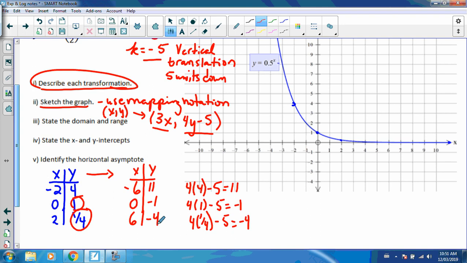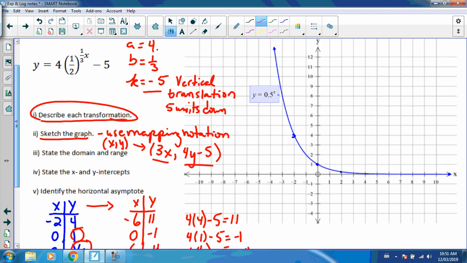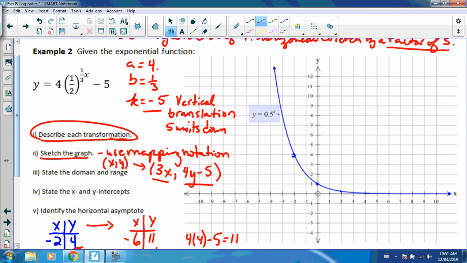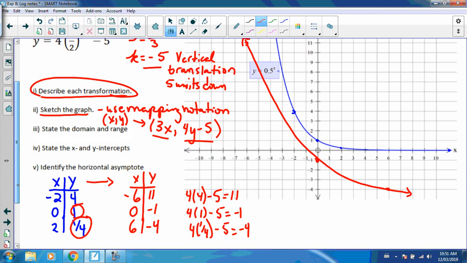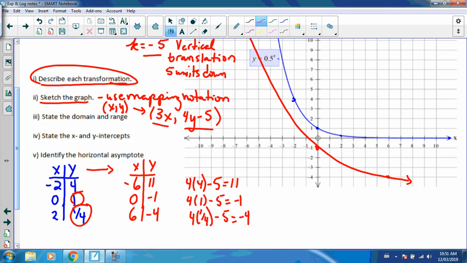So I'm going to plot these points now that I've got. -6, 11 is there. And then the next point was 0, -1, which is there. And the last one, 6, -4 is way down here. So if I connect those, I end up with this being my transformation. So now let's go look at these other questions about the domain and range and so on.